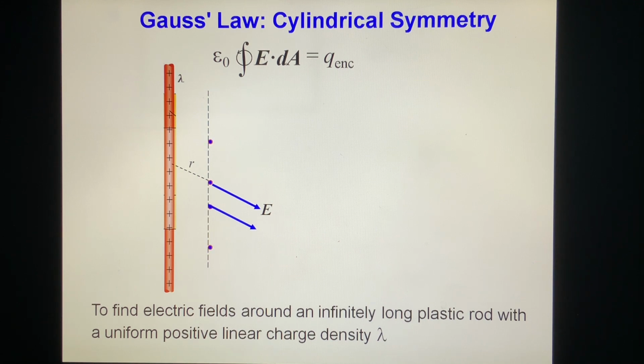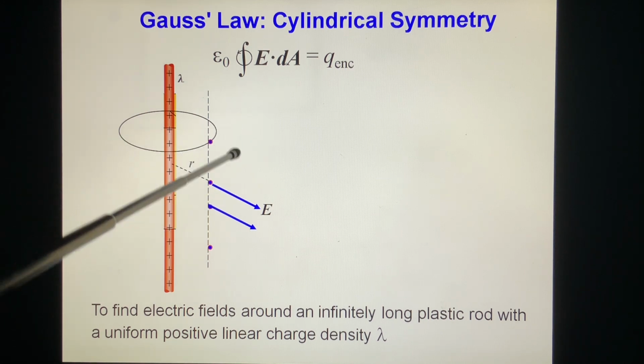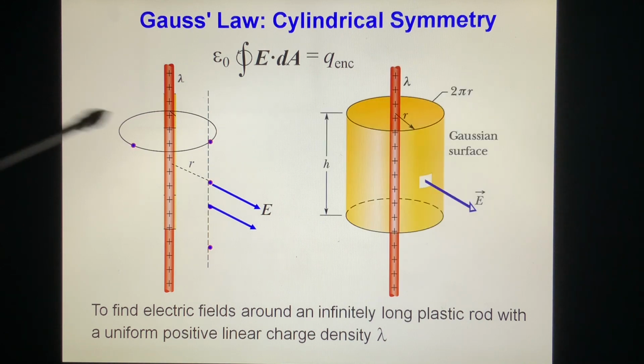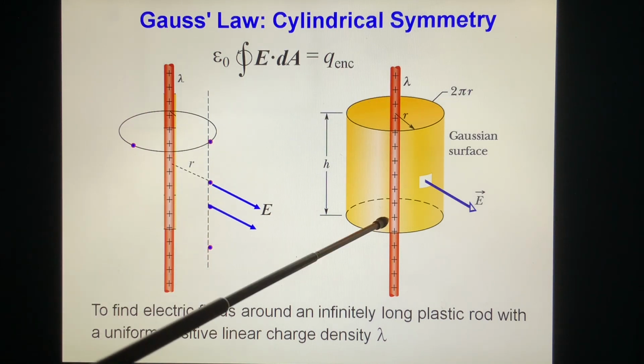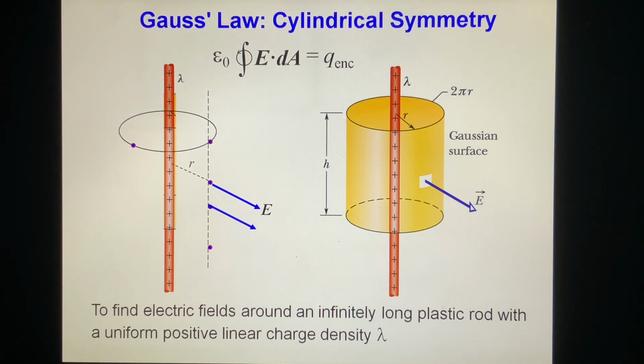Also, if we go around, any point on this circle will have the same magnitude of E along the radius R. The direction is different, but the magnitude is the same. So finally, taking advantage of the cylindrical symmetry, we make a Gaussian surface as a cylinder with radius R, and the top surface and bottom surface are perpendicular to this rod.